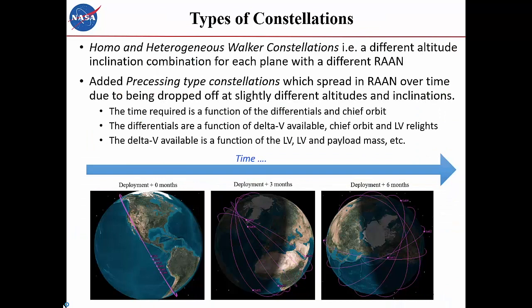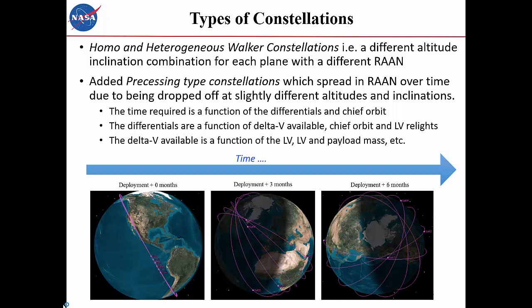The kinds of constellations we're exploring, and I realize that this audience is not necessarily interested specifically in space, but the kinds of constellations that we're generating are homogeneous and heterogeneous Walker constellations. So specifically, that's a homogeneous spread of satellites around the Earth in a variety of orbital planes, which can vary in altitude and inclination.